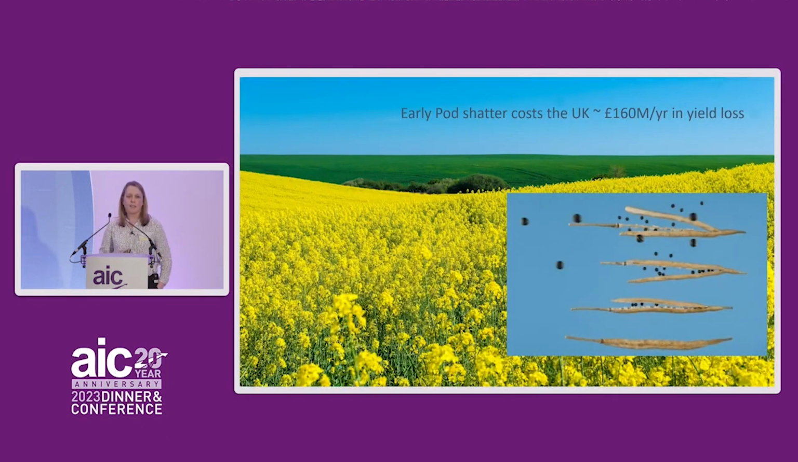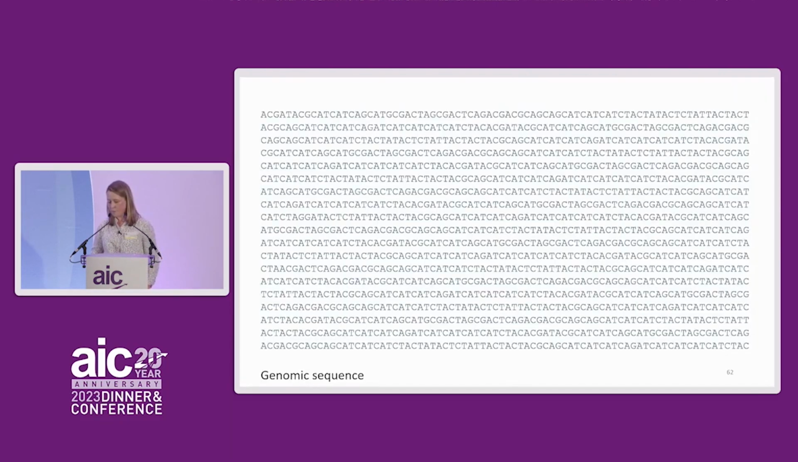So I want to give you a worked example of that. Here we've got a field of oilseed rape. Now our farmers face great challenges even getting to this stage at the moment, but imagine you've got a really good field of oilseed rape. What you don't want to do is then lose some of your yield as a result of early pod shatter in the field. So can we use gene editing to address this problem?